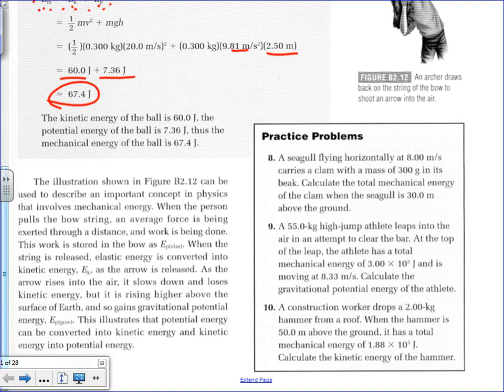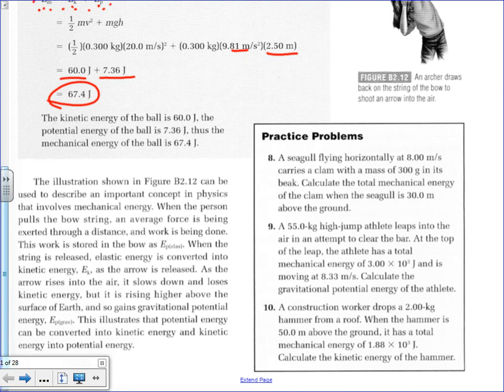All right, so the example here we've already talked about, the bow and arrow there. Important concept in physics that involves mechanical energy. Person pulls the bowstring. They're doing work. Work stored in the bow is EP elas, they call it, elastic potential energy. When the string is released, the elastic is converted to kinetic. The arrow is released. Everyone follow me there?